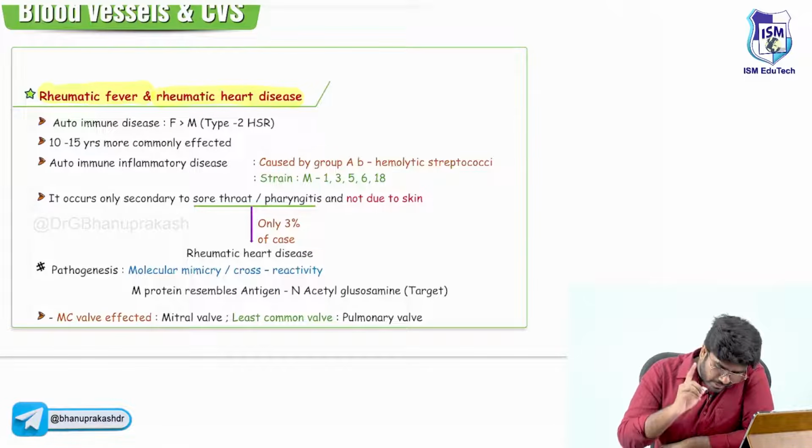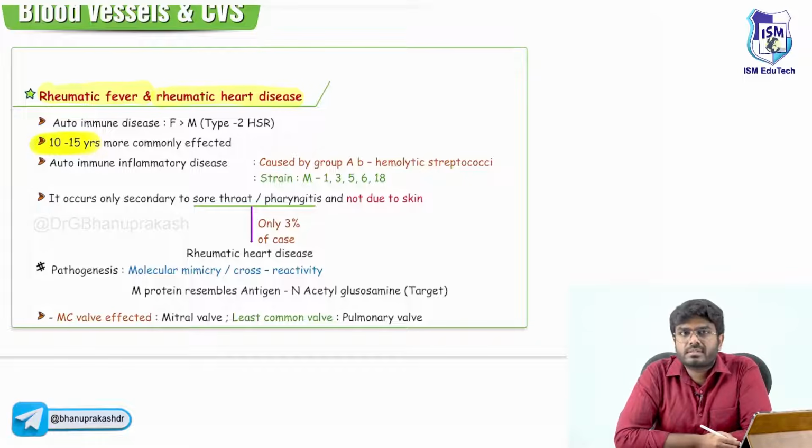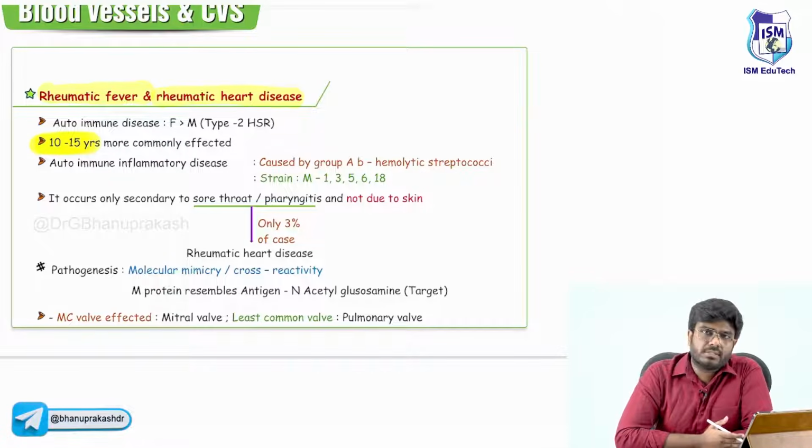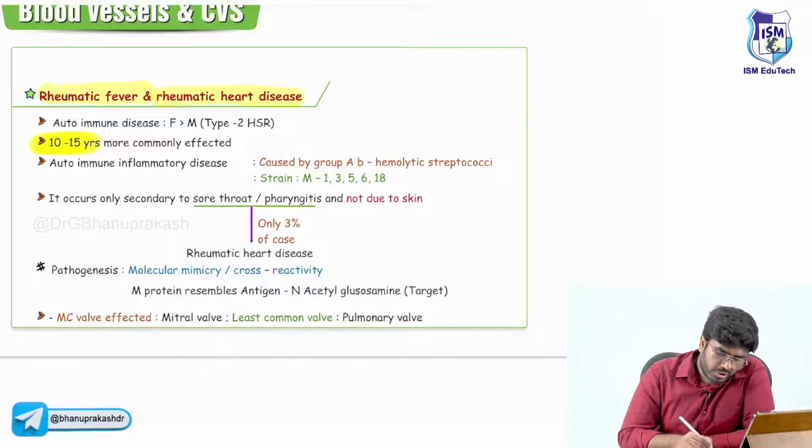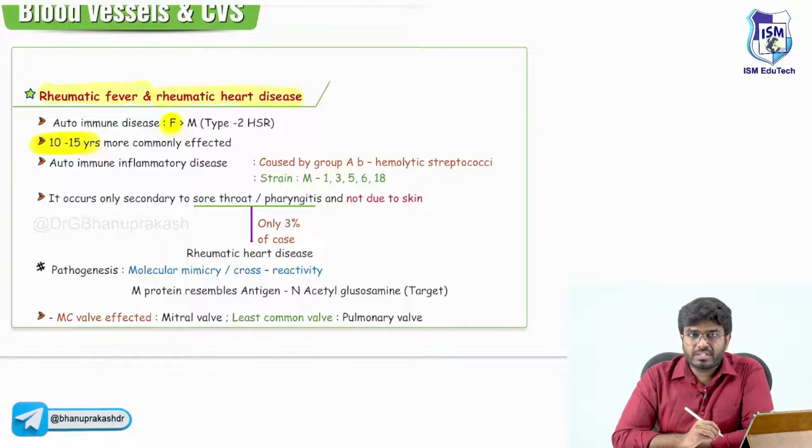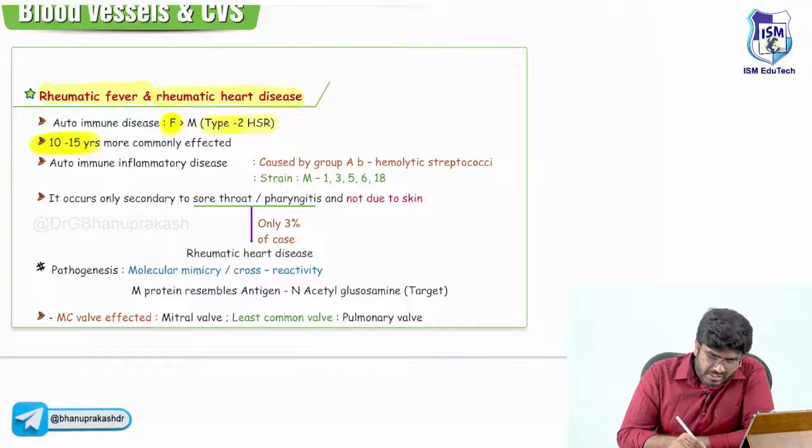Usually rheumatic fever, very much important for FMG exam, is seen between 10 to 15 years. In some books it is mentioned as 5 to 15 years. Rheumatic fever is seen before 15 years, sir. Both are true, depending on the book. Most commonly, it is going to be seen in female children. It's an example of type 2 hypersensitivity reaction.